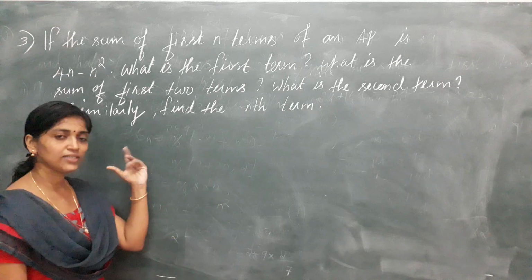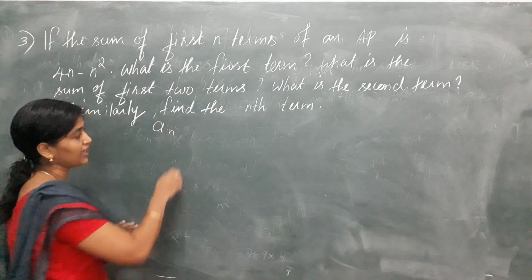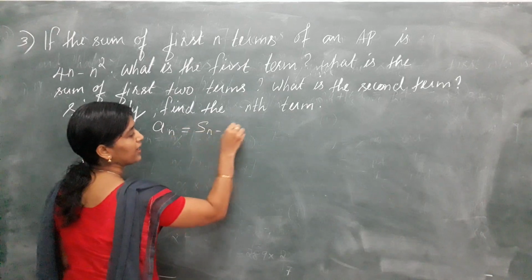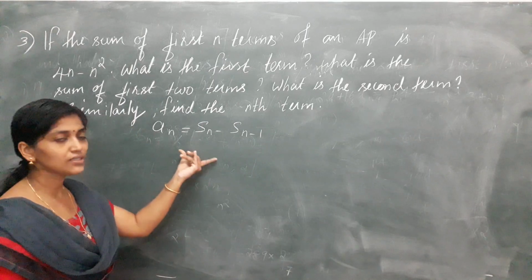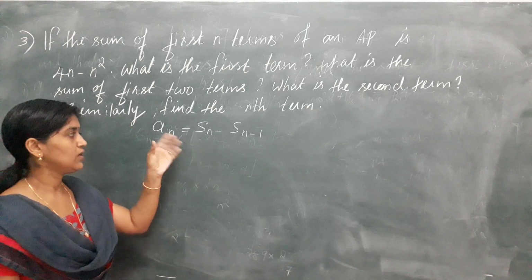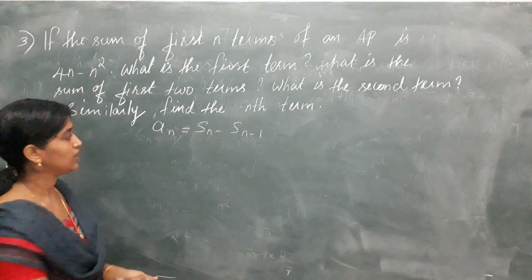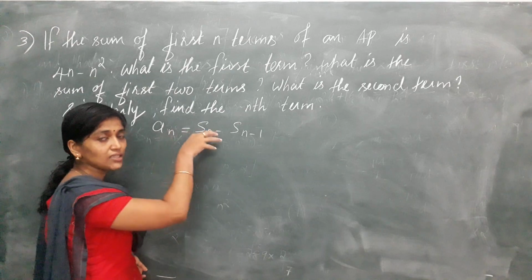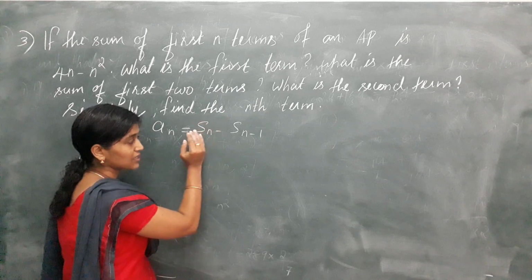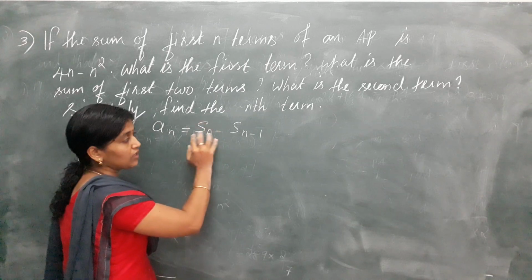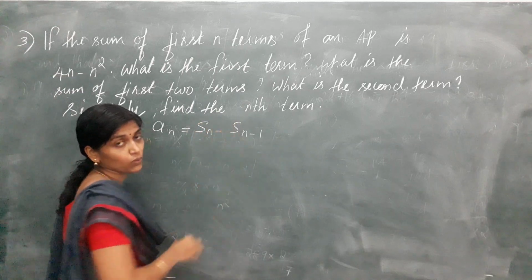So, you all were having doubt with an. Remark: an is equal to Sn minus Sn minus 1. Here in this question, we are using this remark. So an equal to Sn minus Sn minus 1 means you can get the nth term of an AP by subtracting, from the sum of first n terms, the sum of first n minus 1 terms.